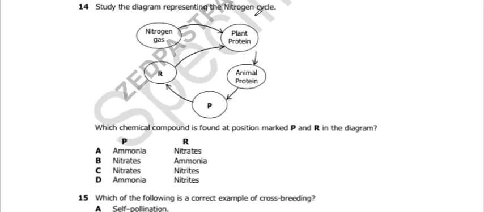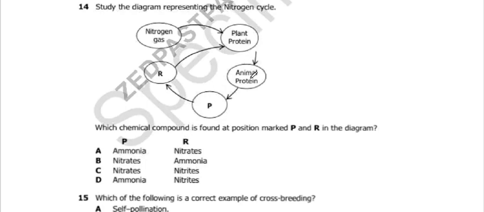Study the diagram representing the nitrogen cycle. We've got nitrogen gas, we've got plant protein, we've got ARA, we've got animal protein, we've got P. Which chemical compound is found at position marked P and ARA in the diagram? A, ammonia and nitrates, B, nitrates and ammonia, C, nitrates and nitrites, and D, ammonia and nitrites.